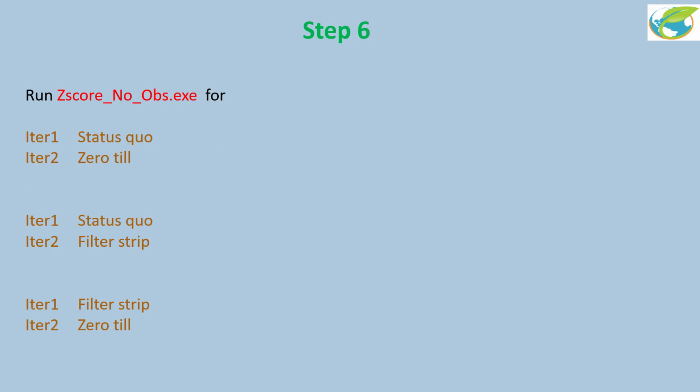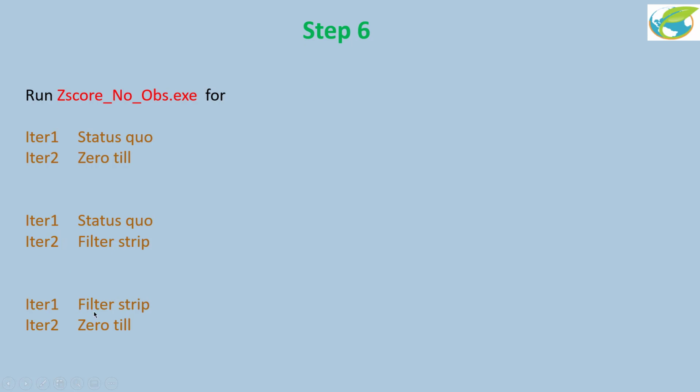And then you run the Z-score no observation for iteration one and iteration two, the status quo, which would be subsoiling practice, and zero till. And then you do the same thing. You run this program for status quo and filter strip. You call them iteration one and iteration two. That's because the program looks for iteration one and iteration two.